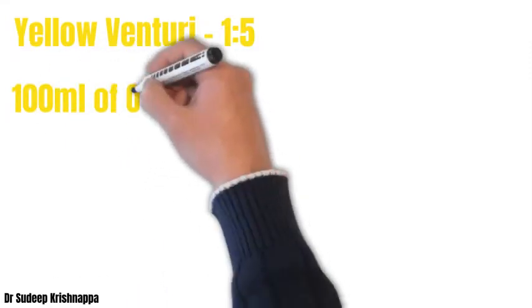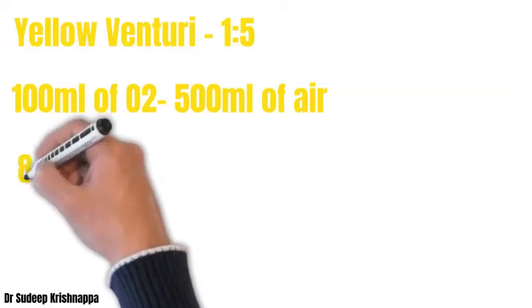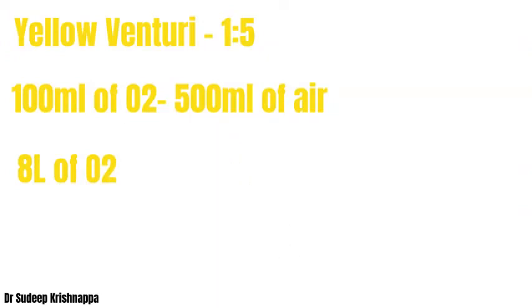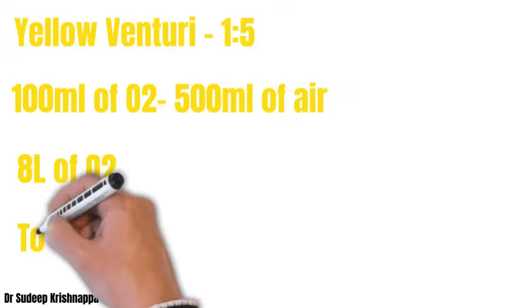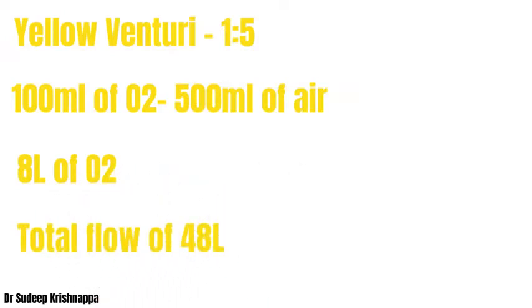A yellow venturi has an entrainment ratio of 1:5. For each 100 ml of oxygen flowing through the device, another 500 ml of room air is entrained, having a total volume of around 600 ml. With the recommended flow rate being about 8 liters of oxygen, 40 liters of room air being entrained, a total flow rate of around 48 liters is achieved. How does this translate to an FiO2 of 35%?